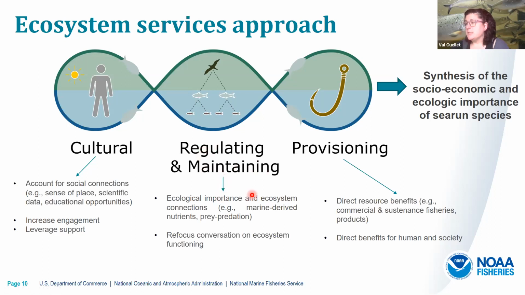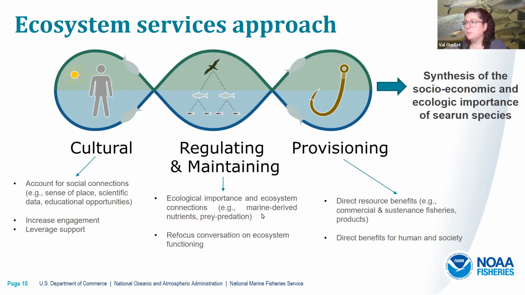Regulating and maintaining is really about the ecological importance and the ecosystem connection, talking about marine-derived nutrients, prey-predation, so all those ecological functions that the diadromous fish are providing. And it's, like I mentioned a little bit earlier, a way of refocusing the discussion on ecosystem functioning rather than thinking of just one species or a group of species.